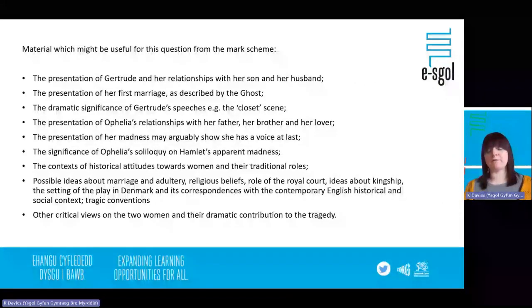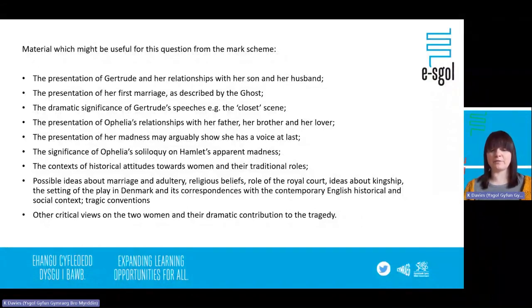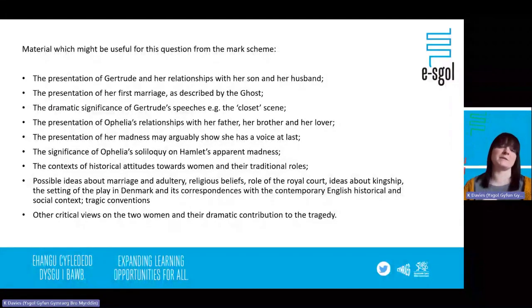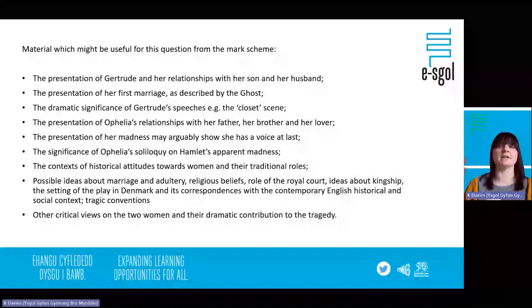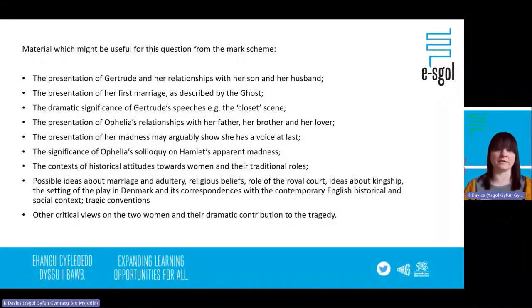And this has been taken straight from the mark scheme, okay? Material which might be useful for this question. So types of ideas is what we're thinking about, right? So if that was your question, what kind of points are you going to be making? So you could look at Gertrude and her relationships with her son and her husband. You could look at her first marriage as described by the ghost. You could look at the dramatic significance of her speeches, most specifically the closet scene that she has with Hamlet, that exchange. You could look at the presentation of Ophelia's relationships with her father, her brother, and her lover.